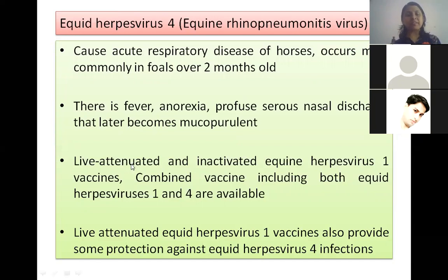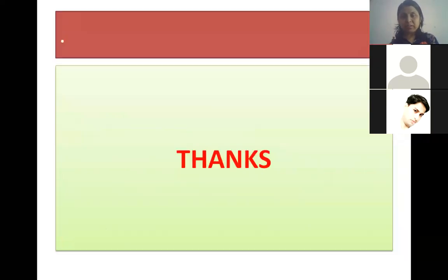For control of the disease, live attenuated or inactivated herpes virus vaccines are available, and generally these vaccines are combined with equine herpes virus 1. It is also reported that the live attenuated equine herpes virus 1 vaccine provides some protection against equine herpes virus 4 infection. So this concludes the topic, equine herpes virus.